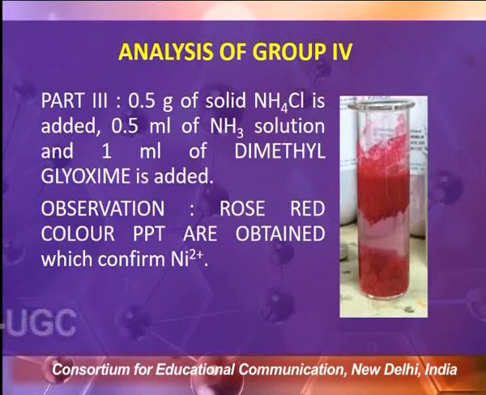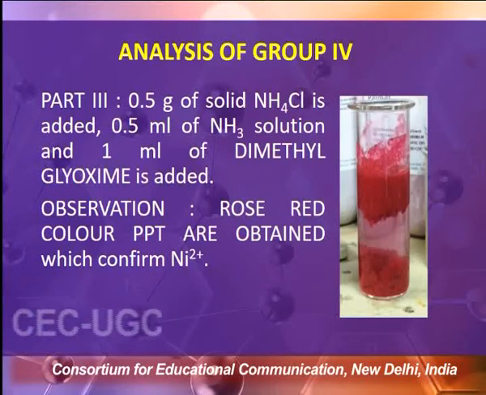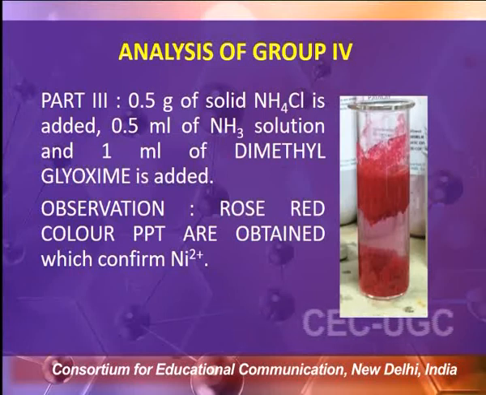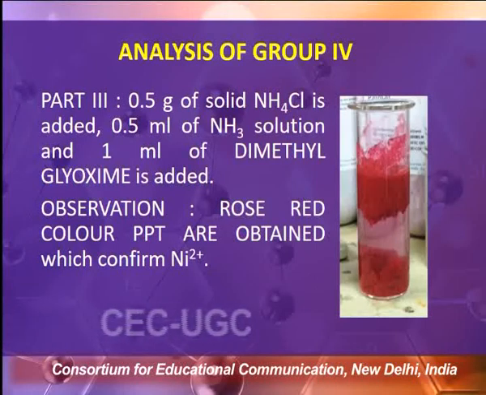This dimethyl glyoxime solution is prepared in 1% alcohol and 1% sulfuric acid. If upon adding DMG, or dimethyl glyoxime, a red color precipitate, to be precise a pinkish or rose red precipitate, is observed, then it confirms the presence of nickel ions in the mixture.